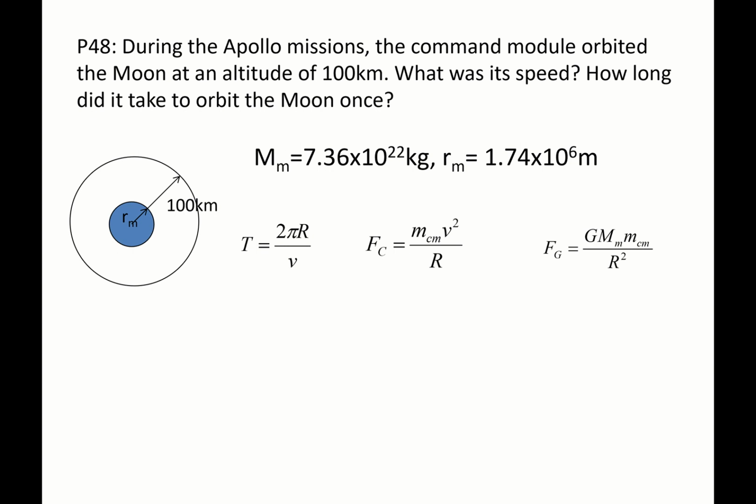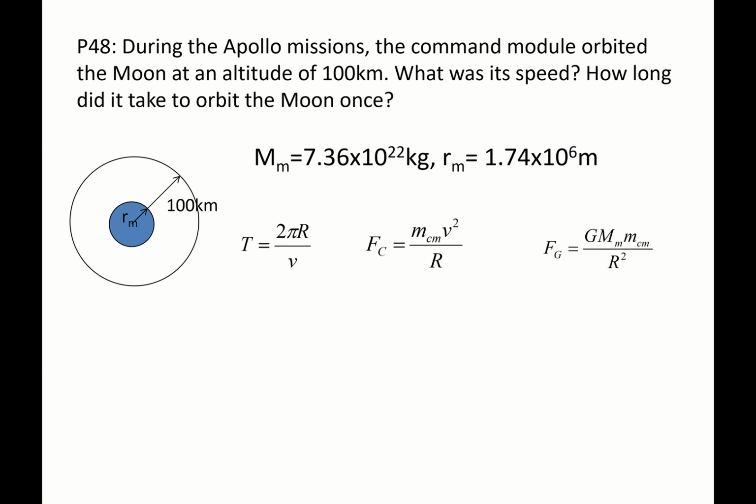Okay, so the equations that I have: the period, which is what I'm trying to find when it asks how long it takes to orbit the moon once, is 2 pi r over v. The centripetal force is mv squared over r. And the gravitational force is G times the mass of the moon times the mass of the satellite, which is the command module in this case, the CM, divided by r squared.